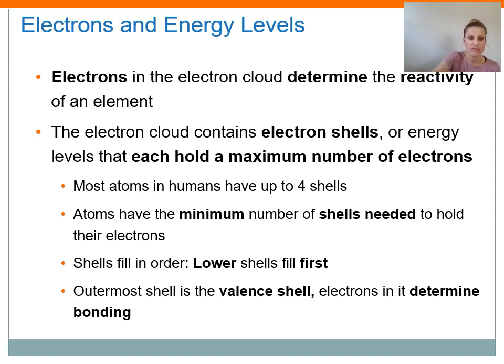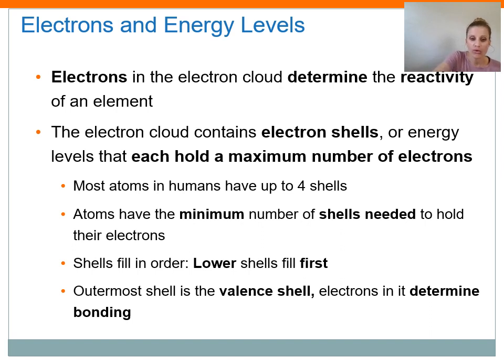Also, the shells fill in order. The lower shells fill first. So the first electron shell will fill up with its 2 electrons. And then the second shell will fill up with up to 8. And then the third one will fill up with up to 8. Okay, so they go in order.